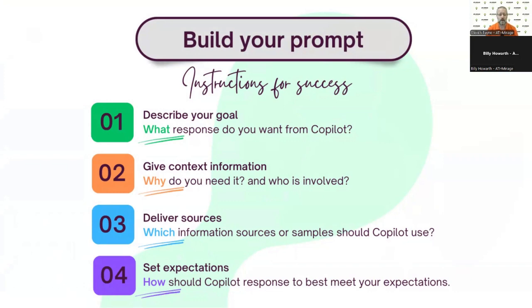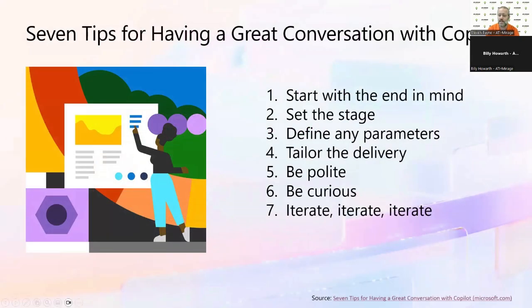What do I want? Why do I need it? Who's involved? Which information or examples should it use? And how should it respond? So if you remember those 4 things, you're going to get some really good responses, as it says up here, instructions for success. Another great article that we are linking to in the follow-up resources is 7 tips for having a great conversation with Copilot.